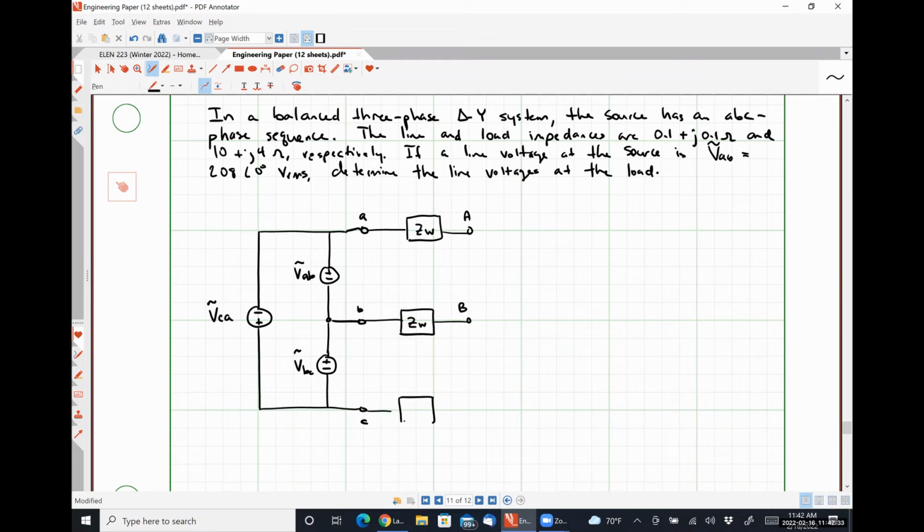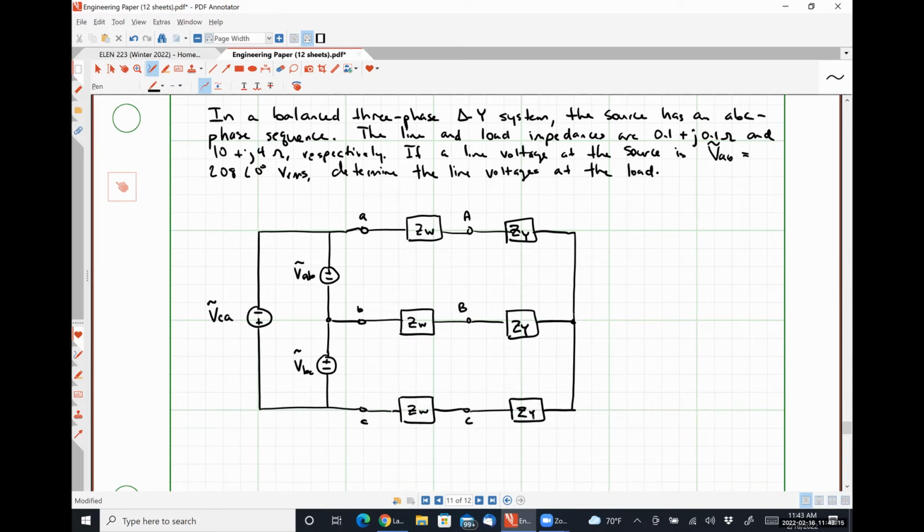And a third instance of ZW connecting the C phase of my source to the C phase of my load. And then finally, I have my Y connected load, where the A, B, and C phases of this impedance are all what I'm going to call ZY.